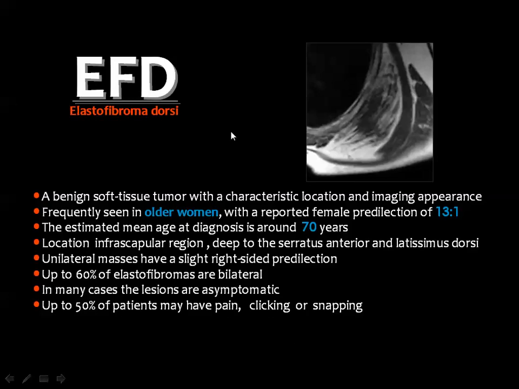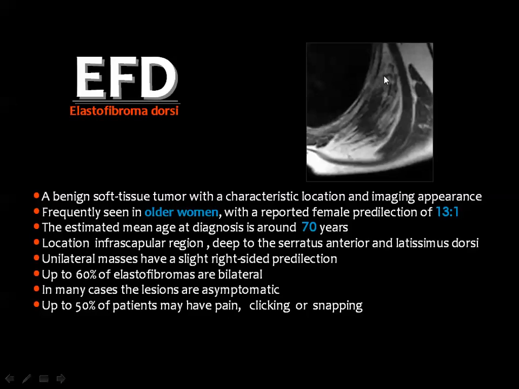Then the third one, which is a famous one known as elastofibroma dorsi, is a benign lesion with a characteristic site and very characteristic imaging appearances, commonly seen in older women. The male to female ratio is 13 to 1, 13 for females and 1 for males. The age of incidence is around 70 years, and it is seen as an infrascapular lesion deep to the serratus anterior and latissimus dorsi muscle.